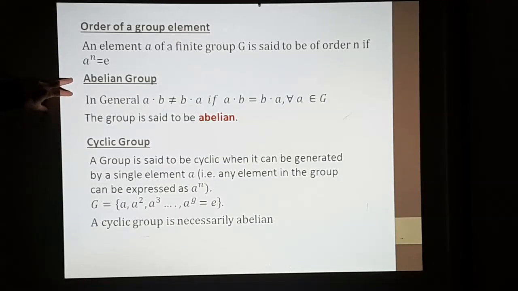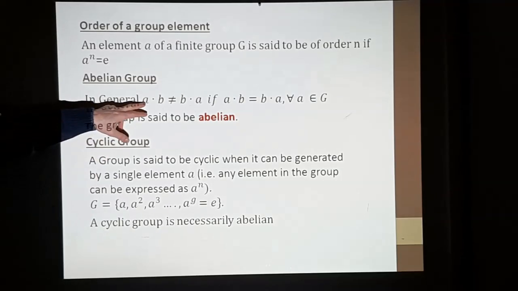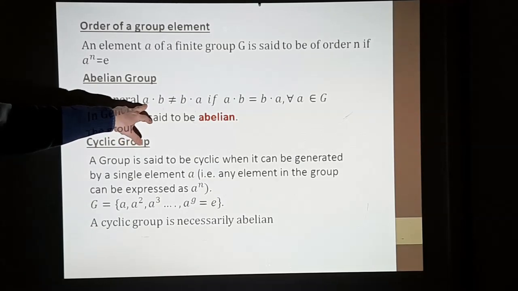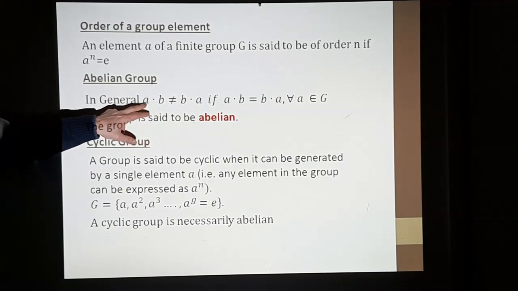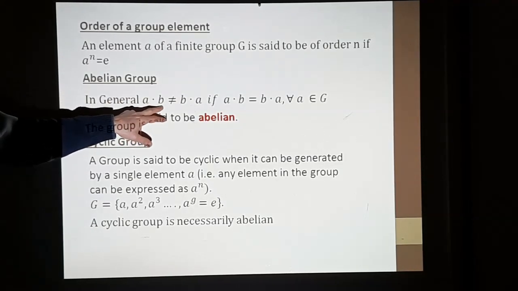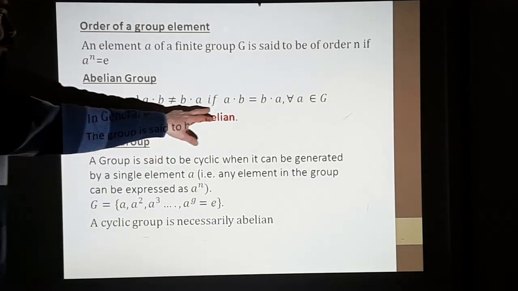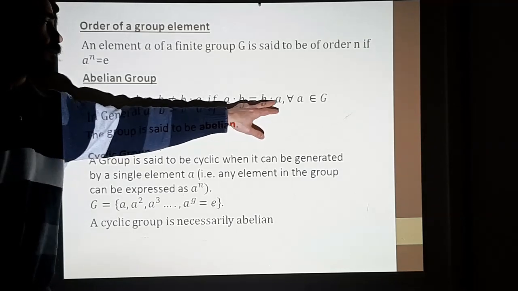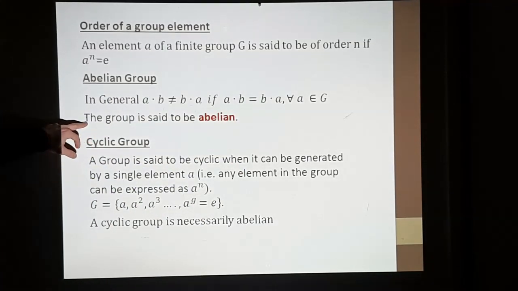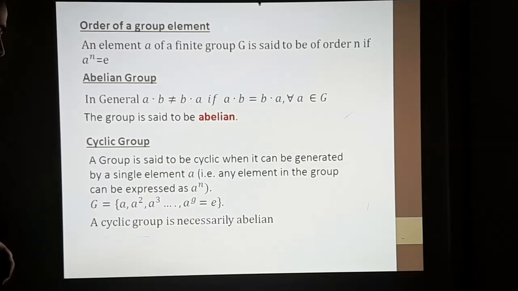Now, in general, if you take two elements of a group, the action of A on B, or the product of A multiplied by B, is different than B multiplied by A. Now, if A multiplied by B is equal to B multiplied by A, the group is said to be abelian. It's an abelian group that possesses some special properties that we will see.